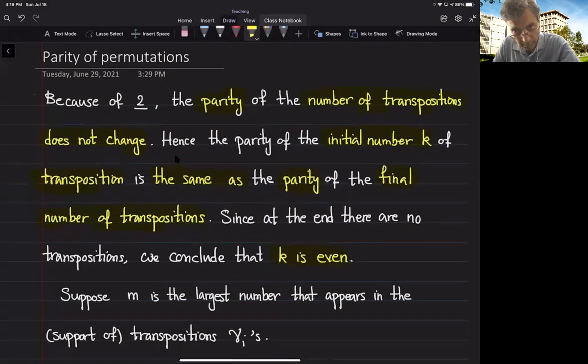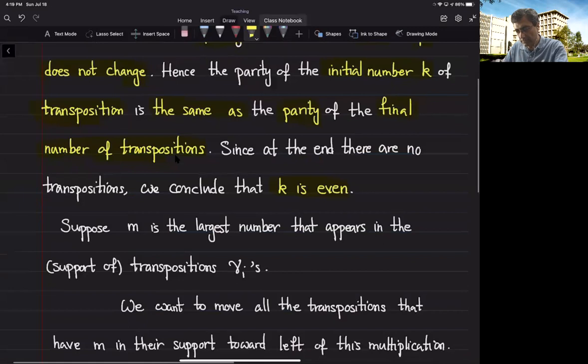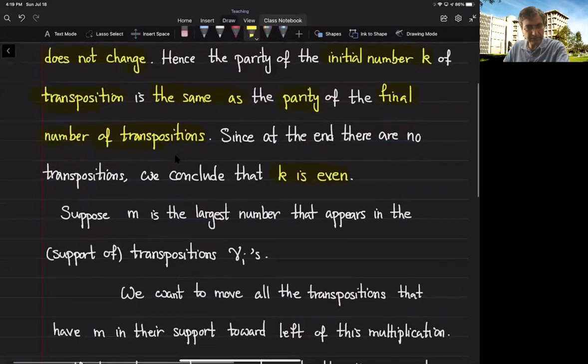Okay, so I've mentioned a lot about the process, and I promised many things about it, but let's go into the process. What do I want to do? Again, my goal is to decrease the number of appearances of the largest number. So I take one of the transpositions which has the largest number m, and then I try to move it towards the left in this product.